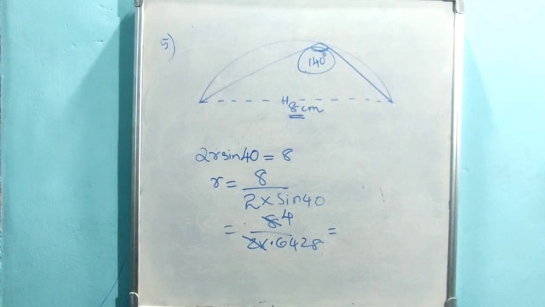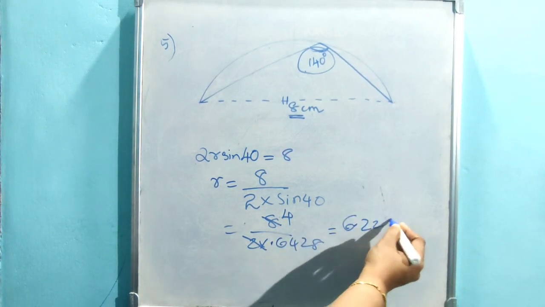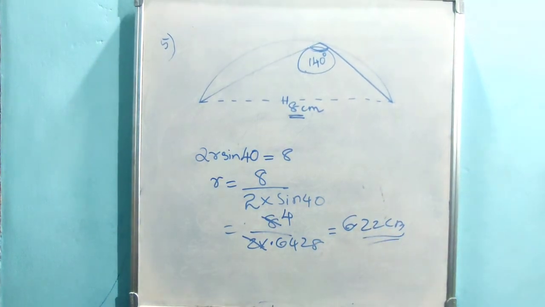0.6428. I hope all of you know how to divide a natural number by a decimal number. If you have any doubt, you can call me. The answer is equal to 6.22 centimeter.